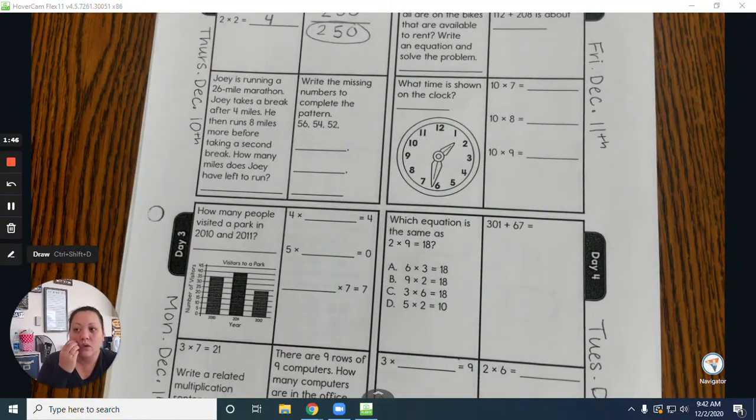Okay, word problems. These are the best problems. You just got to figure out what they're actually asking and what numbers are important. Joey is running a 26-mile marathon. Joey takes a break after 4 miles. Then he runs 8 miles more before taking a second break. How many miles does Joey have left to run?